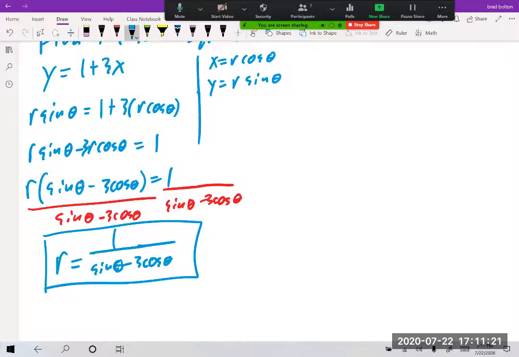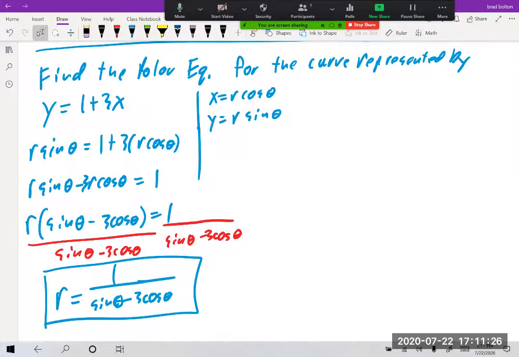I saw one of these in the homework, and I just wanted to make sure that I went over it. I don't remember if I did it in the last video. So if you ever want to find the polar equation based on a rectangular curve, you can use this technique where you substitute in your x and your y and solve.